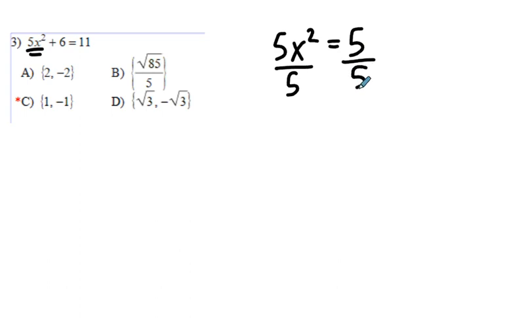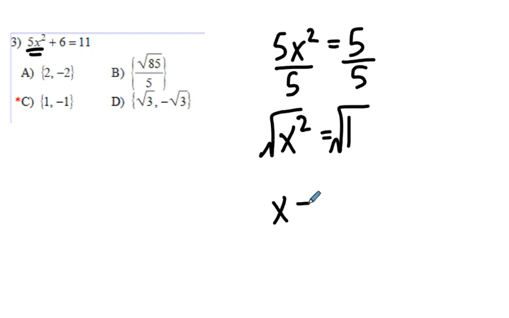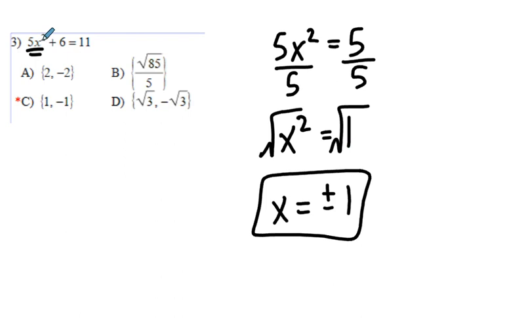You need to get x squared by itself. I get 1. Then I take the square root, and when I am taking the square root to solve, I'm going to get two answers. There are two answers because the biggest power in my original equation was a 2. My two answers are plus and -1. That's why it is C.